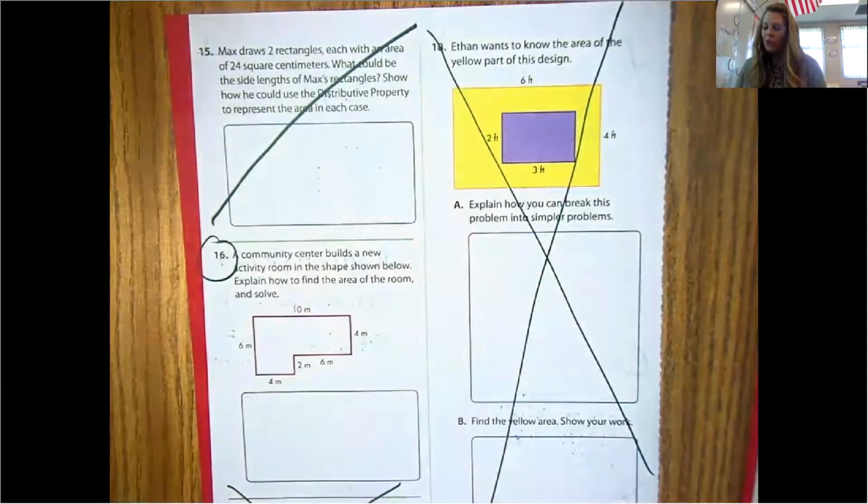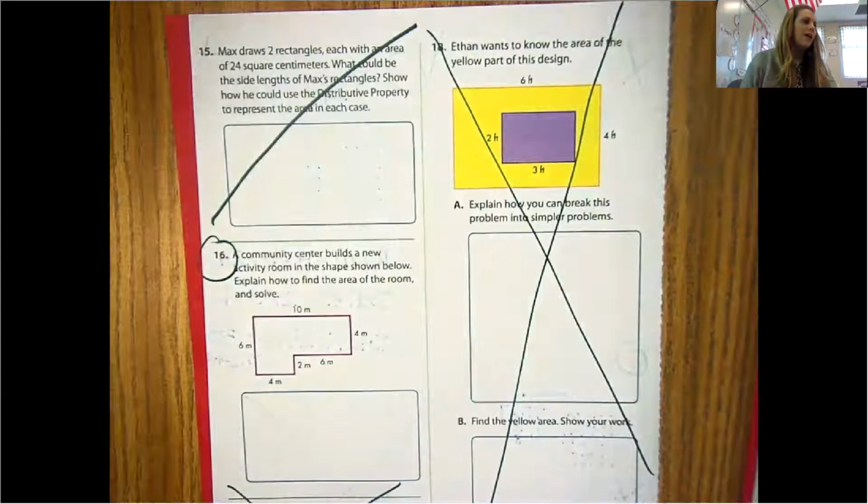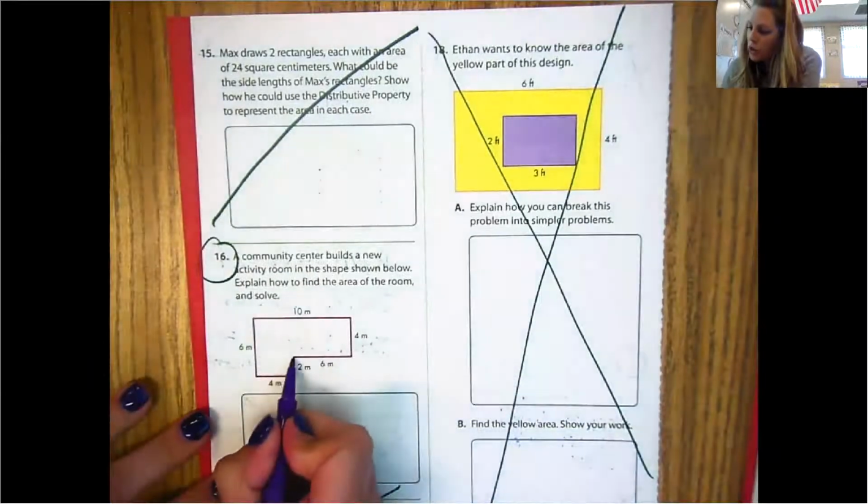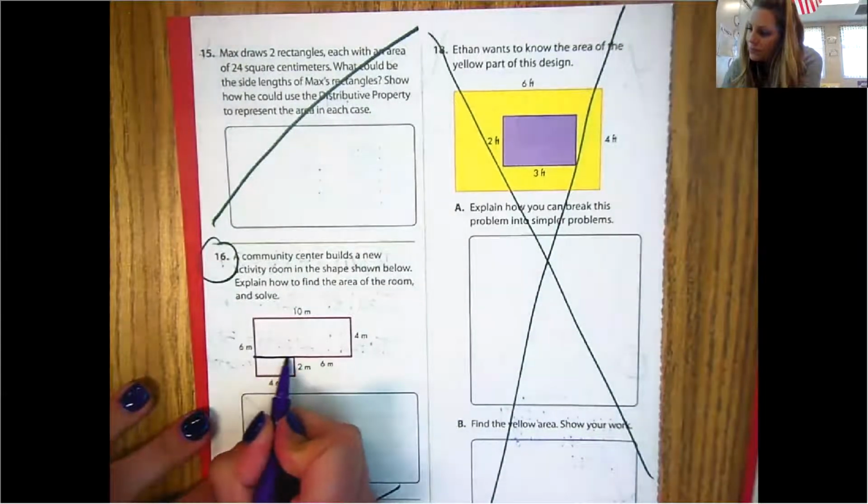A community center builds a new activity room in the shape shown below. Explain how to find the area of the room and solve. All right, well, how do you want to do that? How do you want to divide it up? It's really up to you. You could have done it several different ways. All right, but what I want to do is I'm going to just draw mine right here like this.